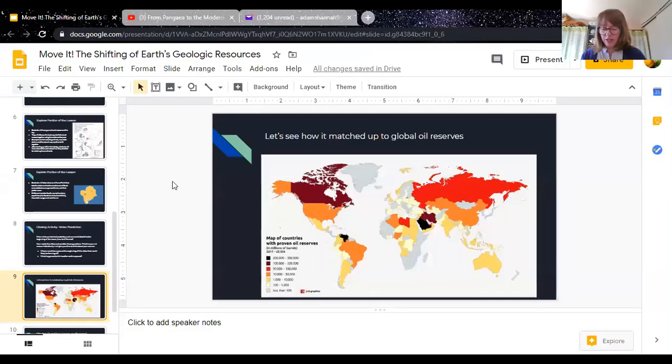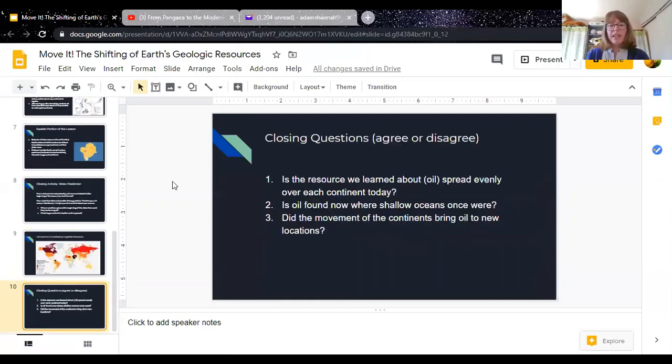All right, so for my last activity, just for a quick check for understanding, I'm gonna have agree or disagree. You're just gonna say it out. I was gonna do thumbs, but I can't see you. So for the first question, is the resource we learned about today, which is oil, spread evenly over each continent? No. Disagree. No. All right. So now, how about, is the oil found now where shallow oceans once were?